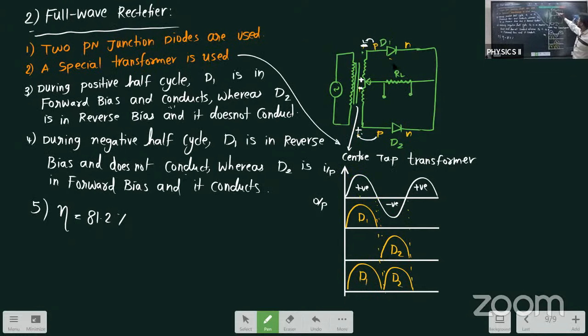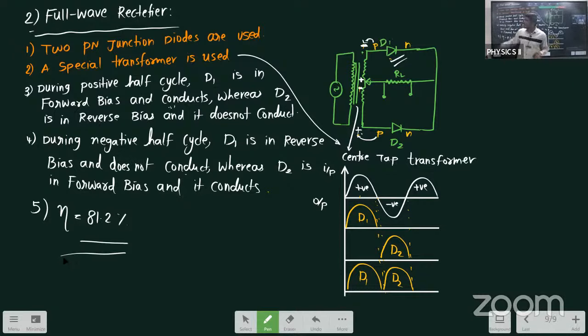But next we have discussed regarding full wave rectifier. In full wave rectifier, how many diodes are we using? We are using two PN junction diodes and a special type of transformer that is called center tap transformer. During positive half cycle, diode D1 is forward bias and diode D2 is reverse bias. During negative half cycle, diode D1 is reverse bias and D2 is forward bias. If I combine the entire cycle, I am getting the output for both positive half cycle and negative half cycle. And finally, I came to know that efficiency of full wave rectifier is 81.2%. Let us finish today's class here itself.